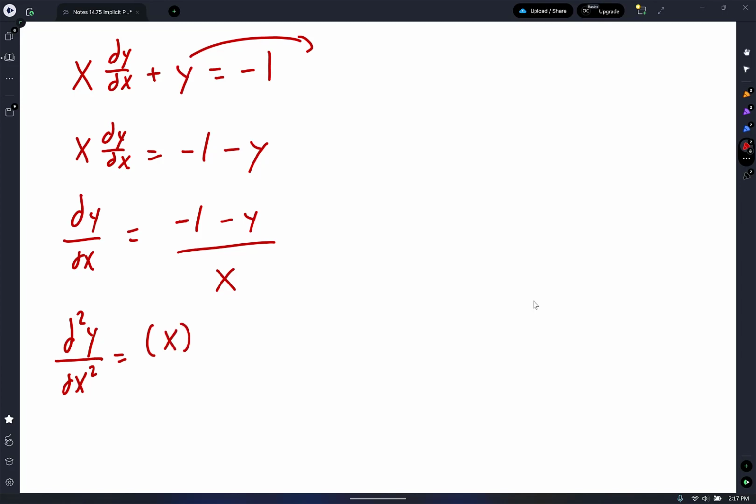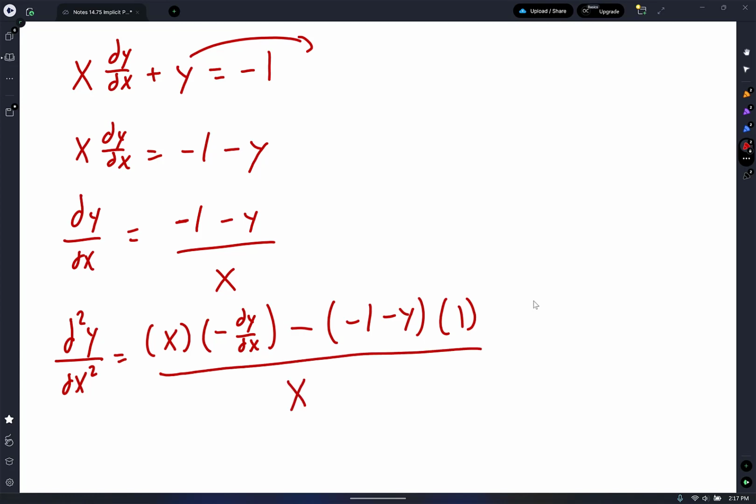Bottom, times, what's the derivative of the top? Yeah, you can say 1 dy dx, that's fine. Negative dy dx, if you want to say -1 dy dx, that's fine. Plus or minus? Minus top, -1 minus y, times derivative of the bottom, all over, perfect. Cool or not cool?